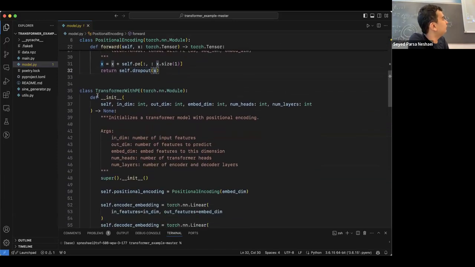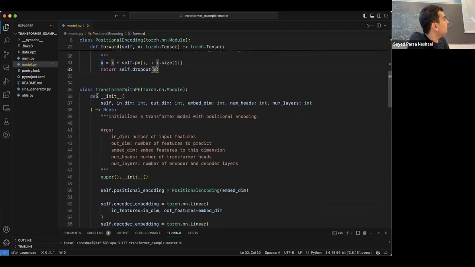You do the sinusoidal and cosinusoidal, and you can just reuse the same thing. Here comes the exciting thing, the transformer. Here they call it transformer with PE. PE is positional encoding. So it's the positional-encoding-enabled version of the transformer.